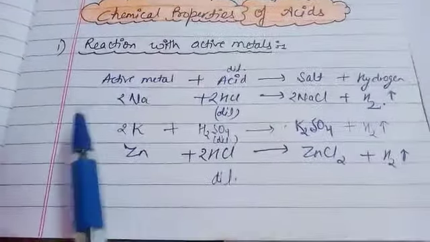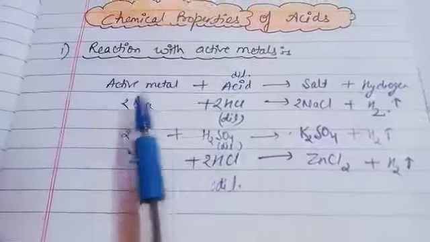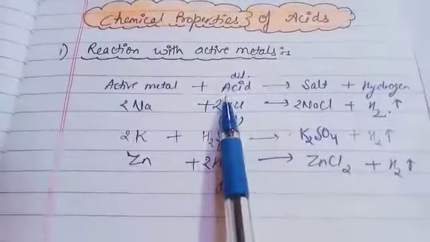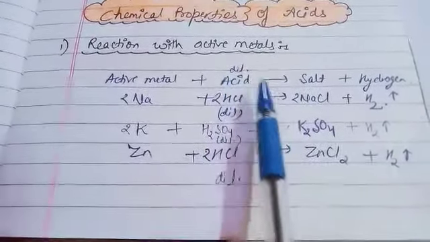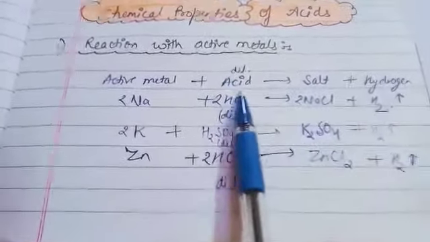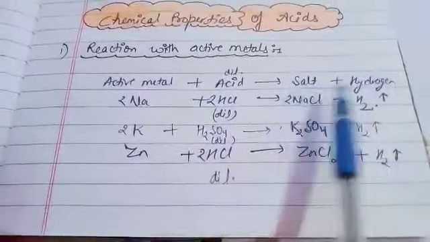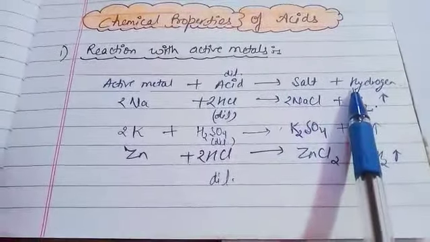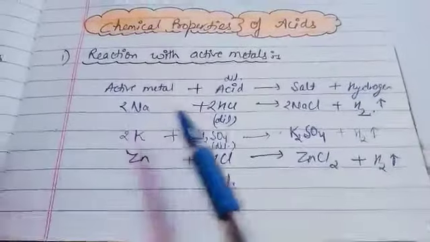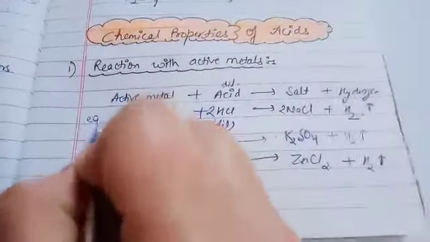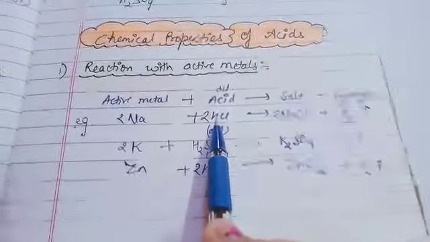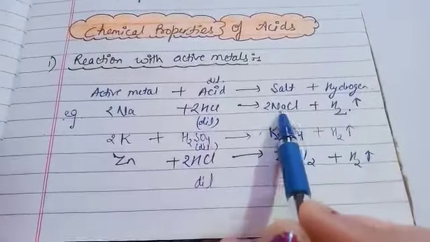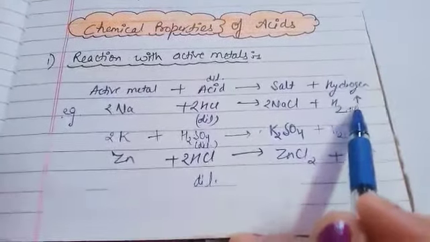Now in this one, just see the skeletal equation. An active metal reacts with dilute acid. Keep it in mind, dilute acid, not concentrated. When both react, it gives salt plus hydrogen gas evolved. You can take any example. For example, when sodium, an active metal, reacts with dilute HCl, it gives salt, NaCl, and hydrogen gas evolved.